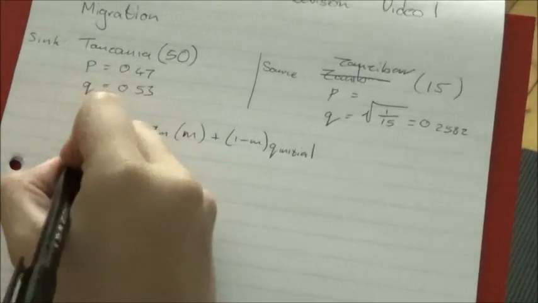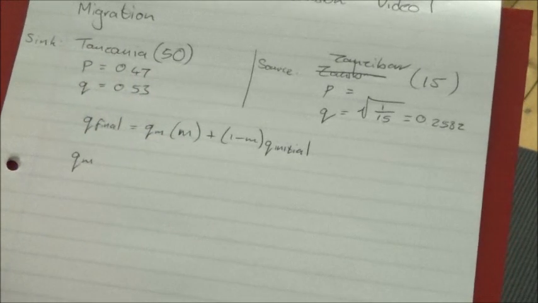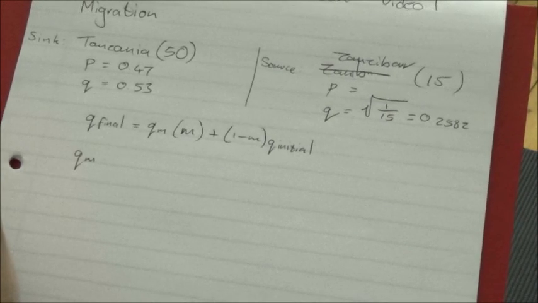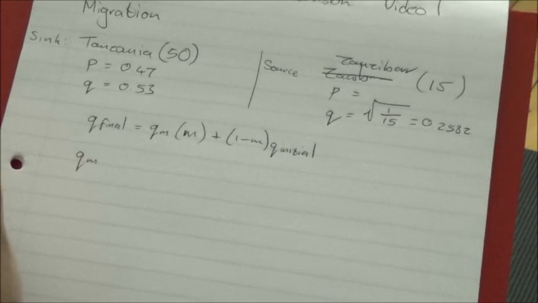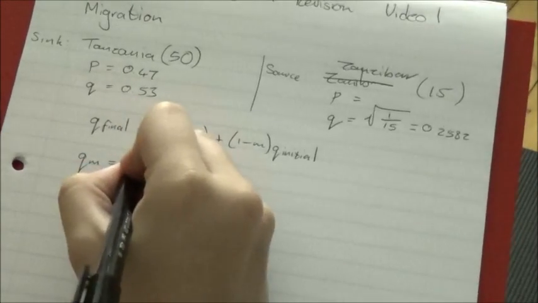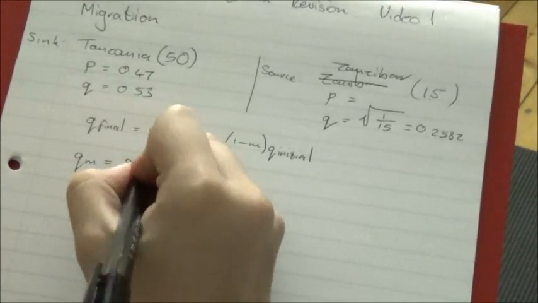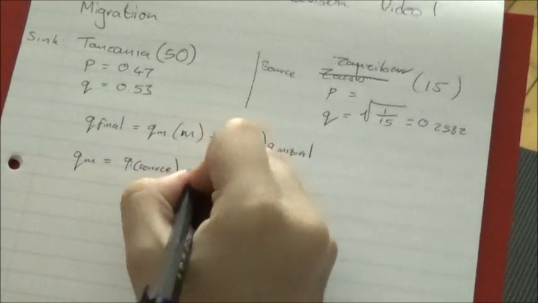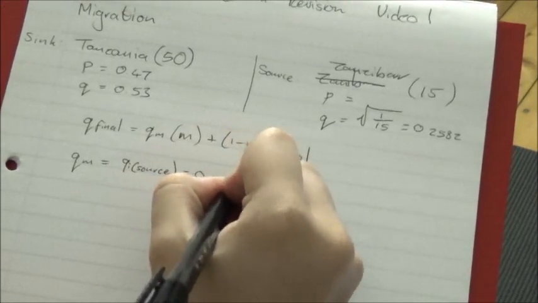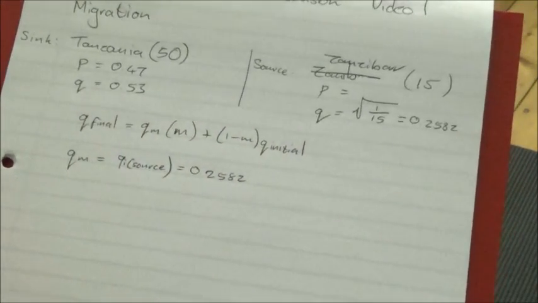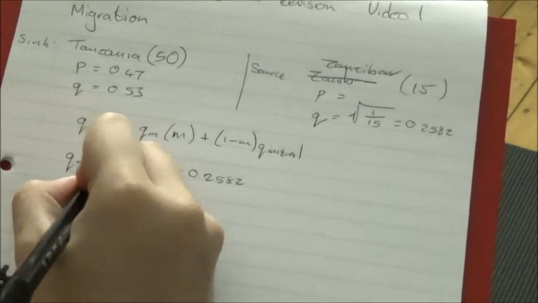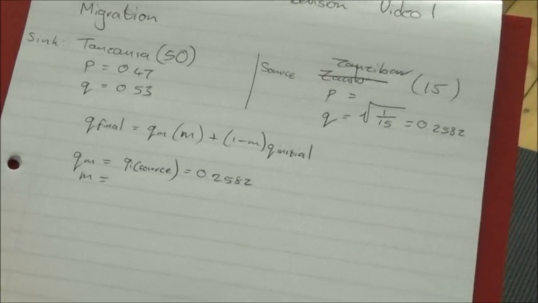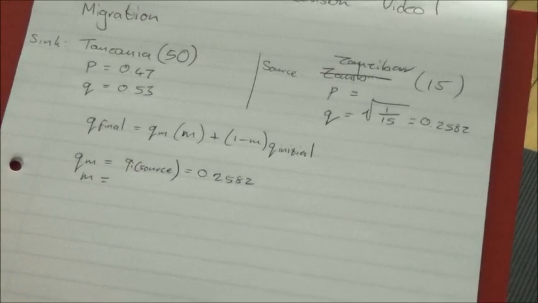Okay, let's break it down. What is QM? QM is your Q value of your source population before migration, so that's the Q initial of your source population. In that case, that is 0.2582. Our M value is the proportion of the sink population that was originally the source population.